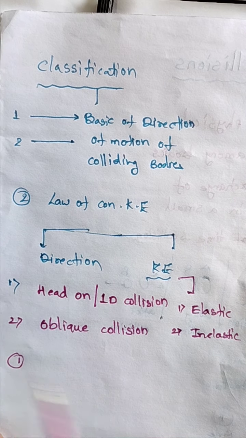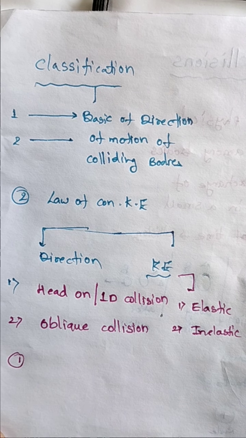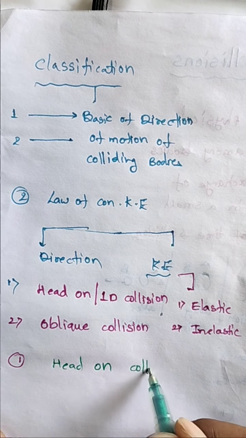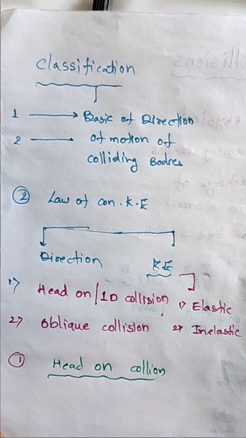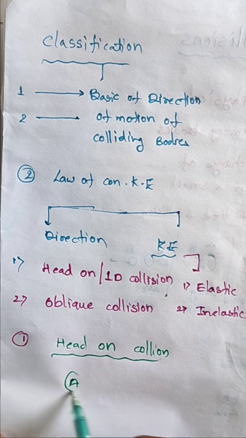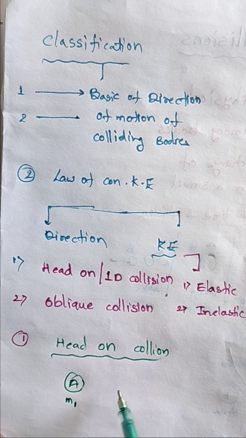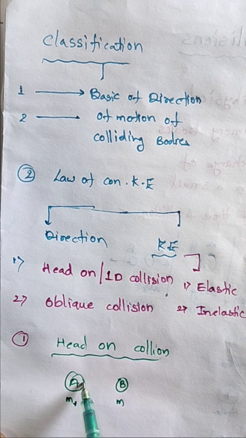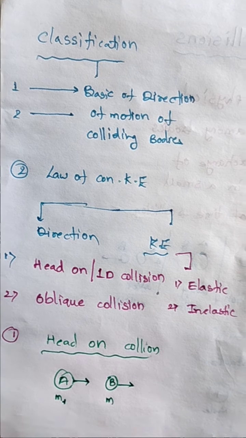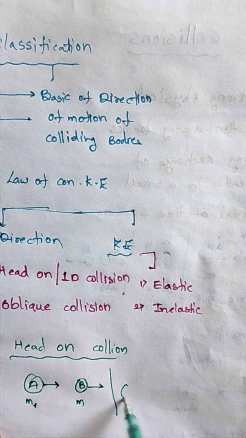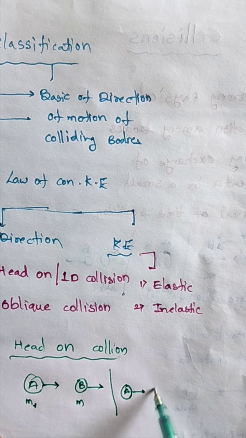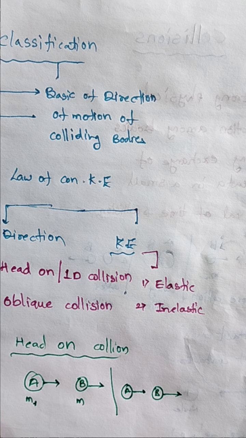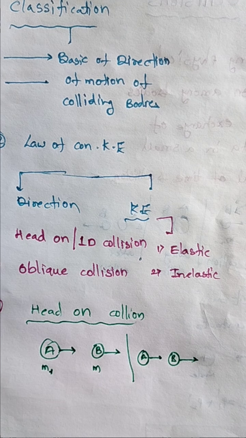First, the head-on collision. What is a head-on collision? Head-on collision or one-dimensional collision. In a head-on collision, I am taking two objects. A is one object with mass m, and B is another object with mass m. Both are moving in a particular direction. This is before collision. After collision, it moves along the same path, the same direction. This is called head-on collision.